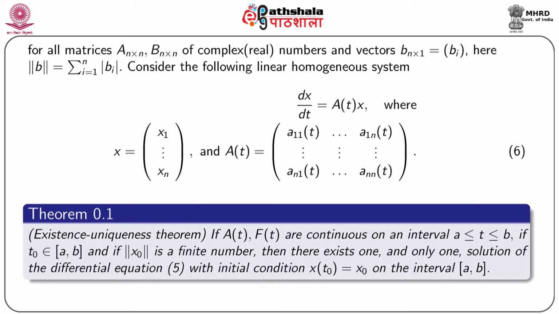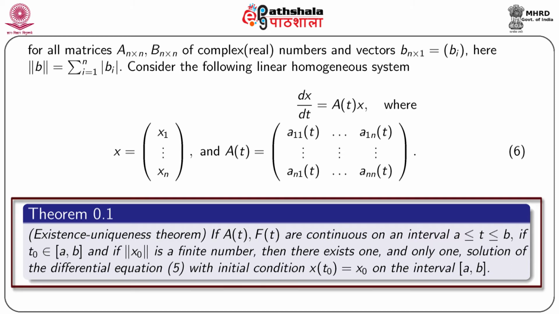The uniqueness and existence theorem says: if A(t) and f(t) are continuous on an interval a less than or equal to t less than or equal to b, if t0 belongs to the closed interval [a, b], and if the norm of x0 is a finite number, then there exists one and only one solution of the differential equation 5 with initial condition x(t0) equal to x0 on the closed interval [a, b].